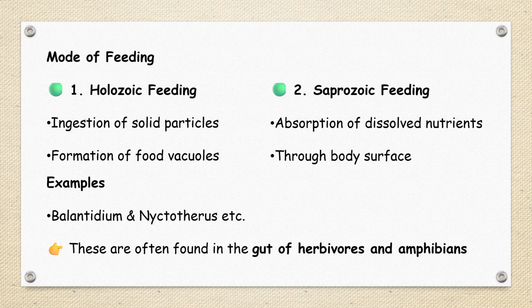Again they're going to exhibit two different modes for this: holozoic type or saprozoic type. Holozoic means what? It involves ingestion, digestion and absorption. On the other hand, saprozoic means what? They directly absorb the dissolved nutrients with the help of the body surface. No requirement of any food vacuole formation. And the examples for coprozoic type of nutrition are Bacterium and Nyctothyrus.